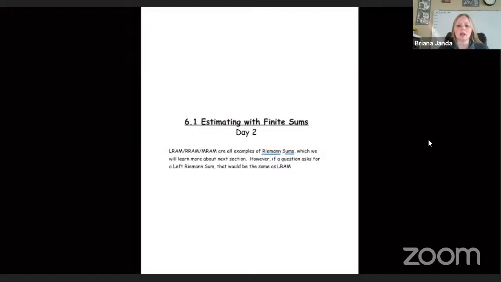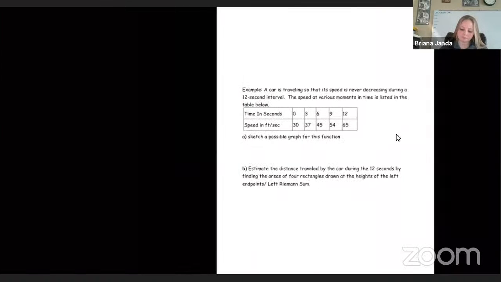A left Riemann sum would be the same thing that we did on Monday called LRAM. It's just a rectangular approximation method for finding the area under a curve. So just know that some of your questions will end up referring to it as a Riemann sum. We haven't been introduced to the official notation for that, but we will be soon. Okay, going ahead and jumping into our notes here.